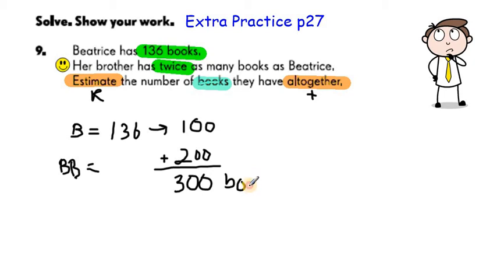300 books. If I were to write a sentence, the sentence would say, they have 300 books all together. I need an S, don't I? There's the S. Okay, let's practice one more.